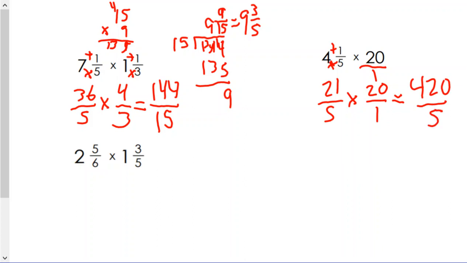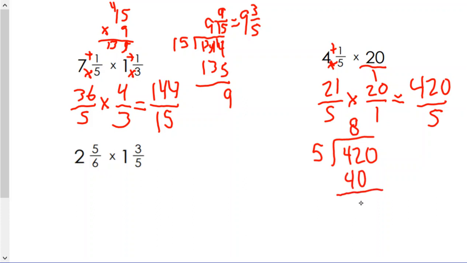And then, let's see if we'll put this back into a mixed number. So we need to divide 420 by 5. If we do division, 5 goes into, let's see, 42. 5 goes into 42 8 times. So we will do 5 times 8 is 40.